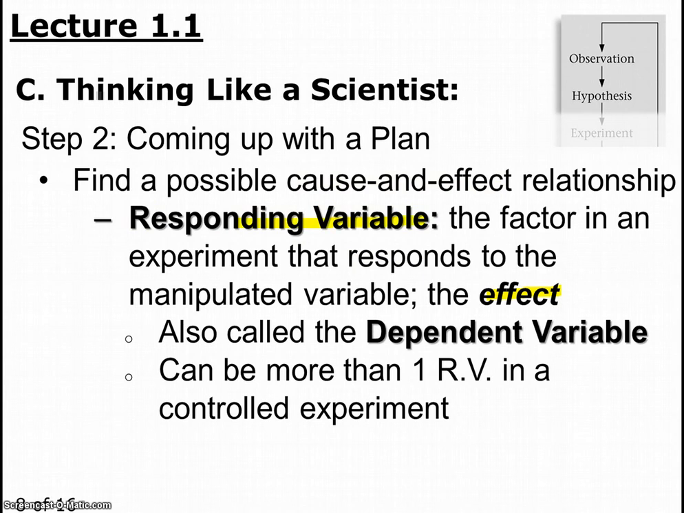This is known as the responding variable because this variable responds to changes in the manipulated variable. So the responding variable is the factor in an experiment that responds to the manipulated variable, otherwise known as the effect. This variable is also called the dependent variable, and there may be more than one responding variable in a controlled experiment. Oftentimes when you are analyzing a particular problem, however, you're going to pick one to focus on.